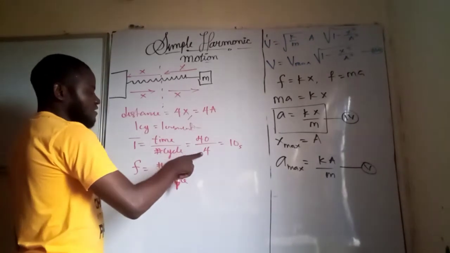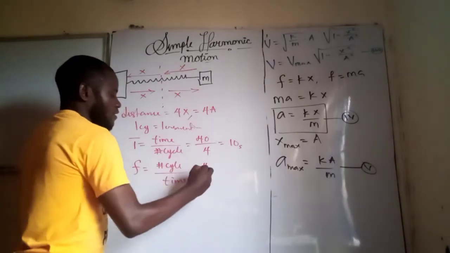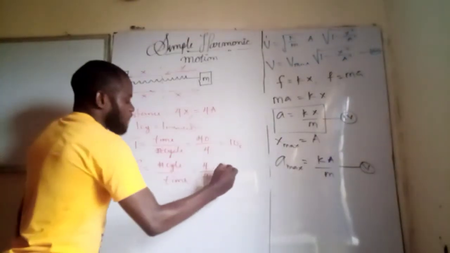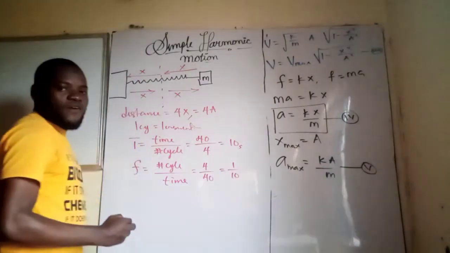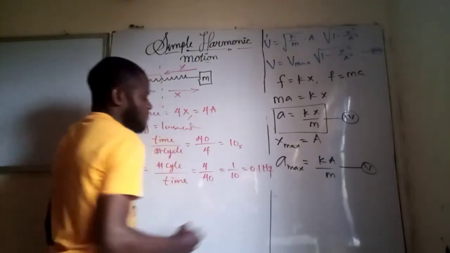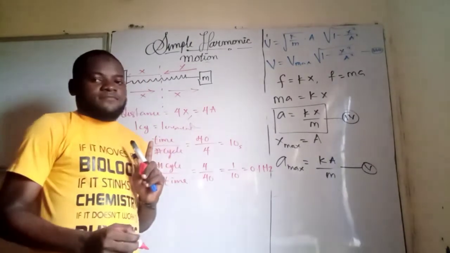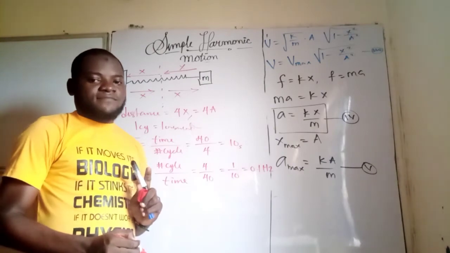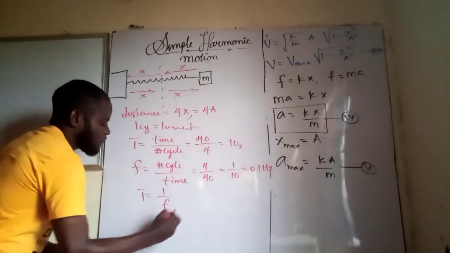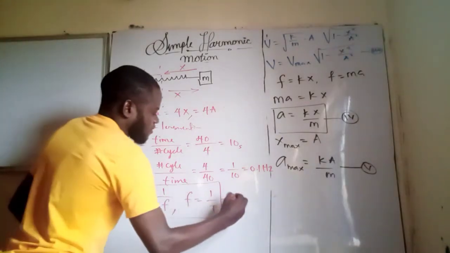Hence, if I have this particular body now, if the number of cycles is 4, and the time taken to count 4 is 40, our frequency is going to be 1/10. Hence, this is 0.1 hertz. It means for every second you complete 0.1 cycle. I believe we understand that. Now, this shows that period is 1/frequency and frequency is 1/period. So let's call this equation 6.